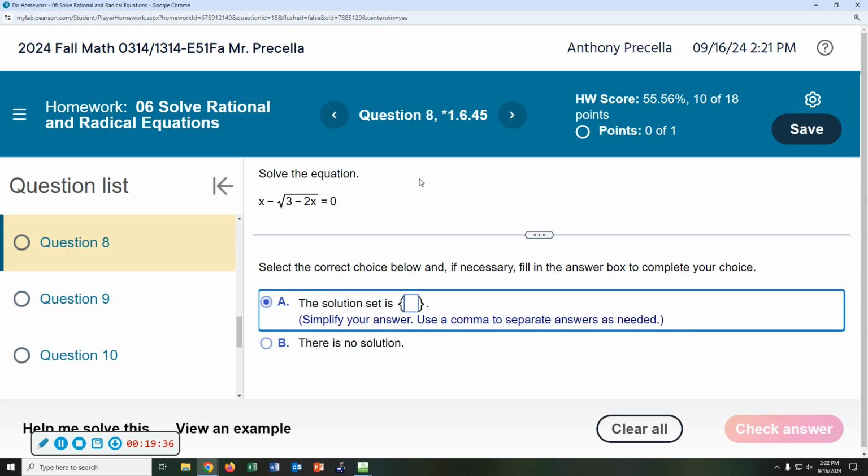Okay, so let's do number 8. x minus the square root of 3 minus 2x equals 0. No, it's 3. Oh, wait. x minus the square root of 3 minus 2.